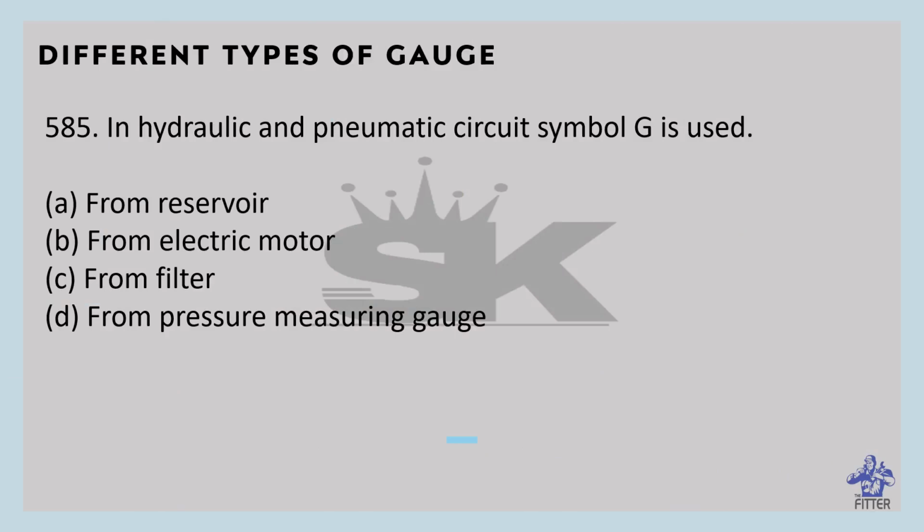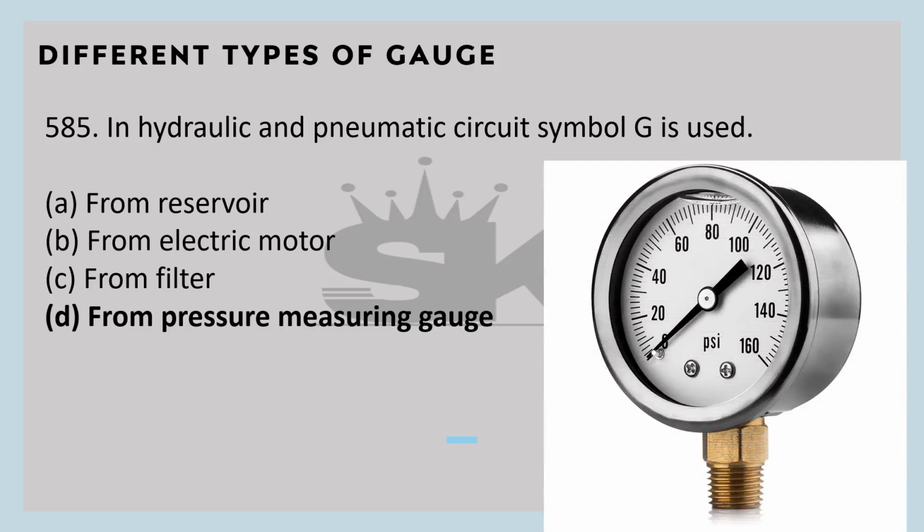In hydraulic and pneumatic circuit symbols, G is used for the pressure measuring gauge. This is the pressure measuring gauge. This can be represented as G in the circuit.